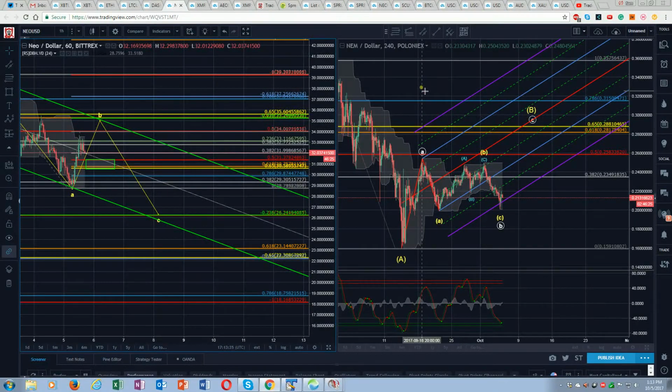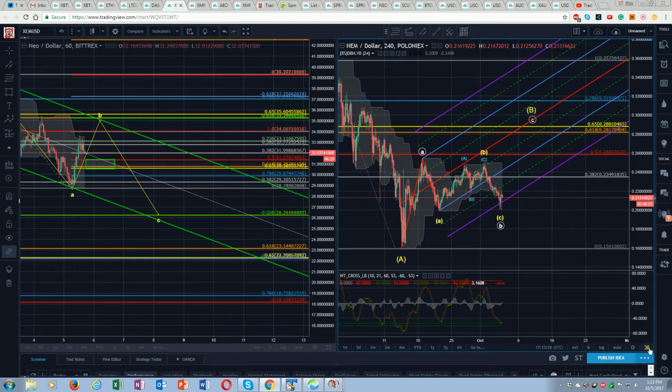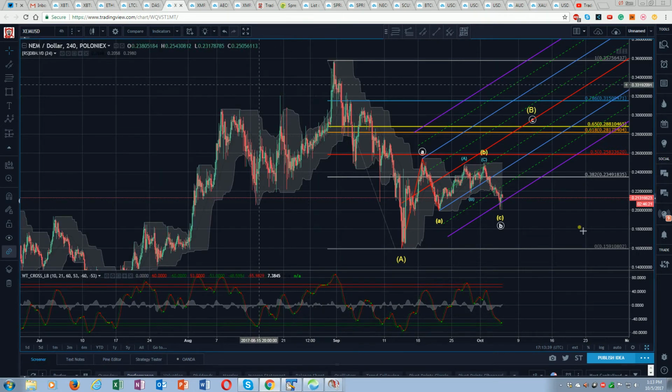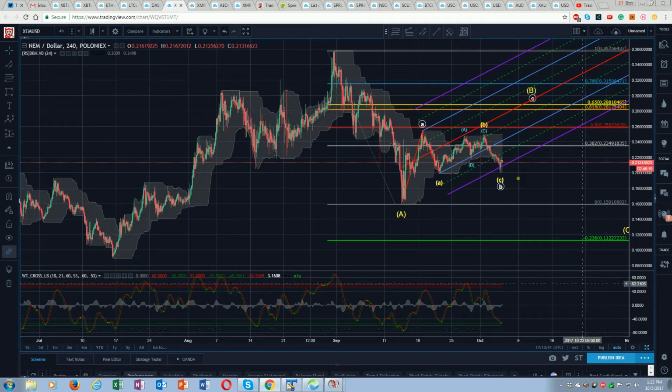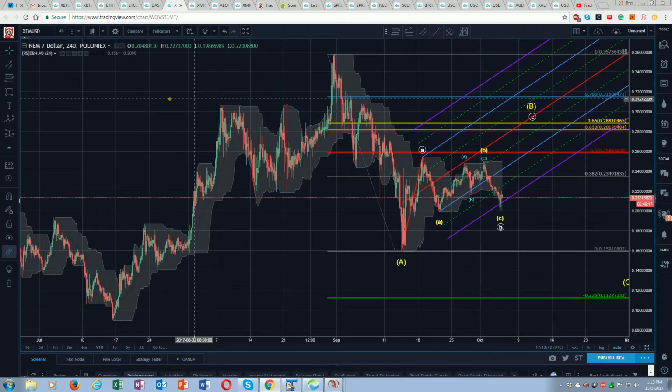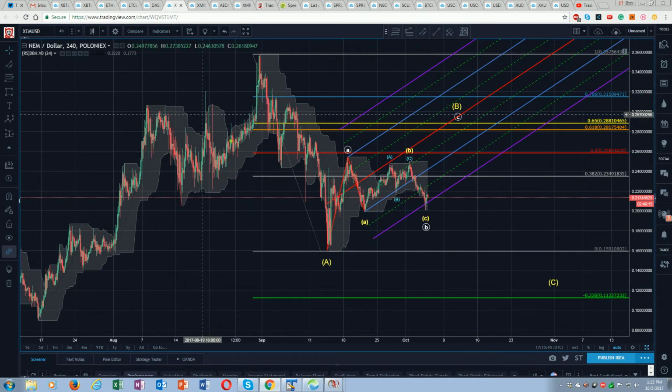Moving on, let's go over to NEM. This one's a little trickier. A lot of interest in this crypto, but not an easy count. So we have that same structure that we've had with so many of the majors. We had it in Bitcoin and Litecoin and Ethereum. We were looking for, we had the big sell-off, right?